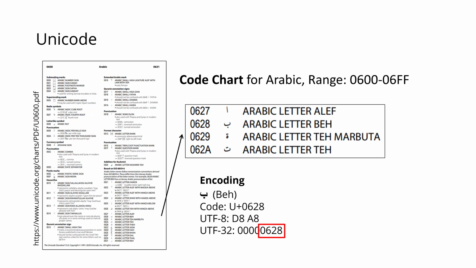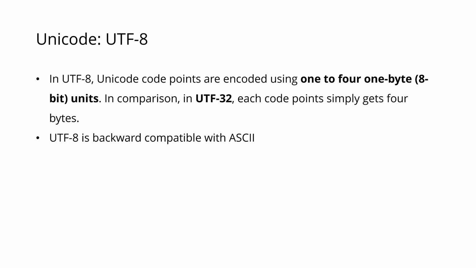Well, UTF-8 works a little bit differently. But that's essentially what it is. So we have a code, and then we have an encoding standard to put that code into a file. So UTF-8 uses 1 to 4 1-byte 8-bit units. And as I said, in comparison, UTF-32 uses always 4 bytes. Now, the cool thing about UTF-8 is that it is backwards compatible with ASCII.